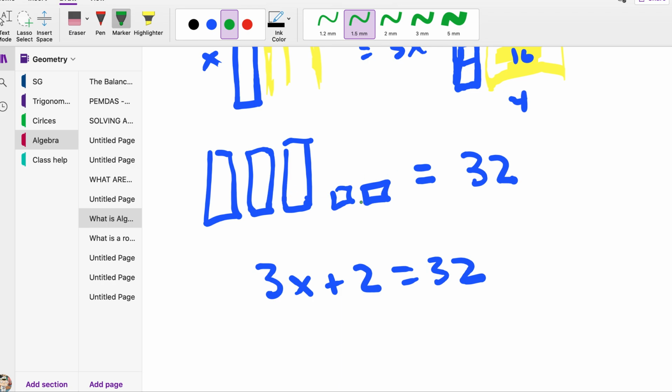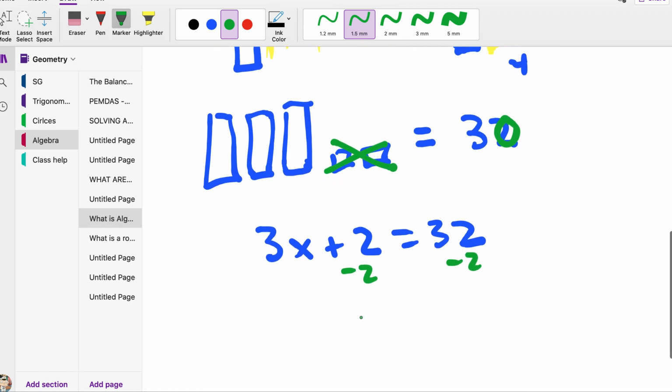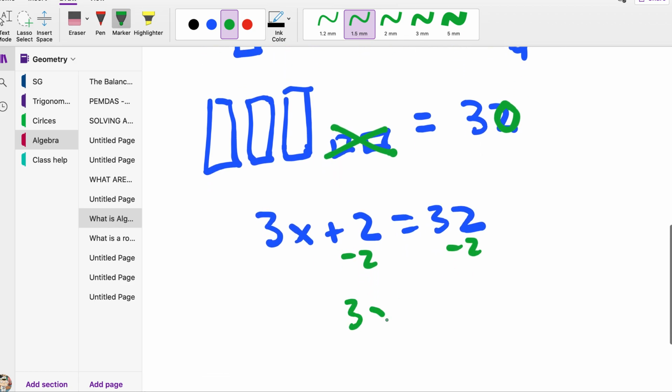Well, we have 3 rows of something with 2 left over. If I take out the 2 left over, now I have 30. So what we do here is we subtract 2 on both sides. Now we have 30. And if I asked you if you have 3 rows of something and you equal 30, you would probably be able to say, well, it must be rows of 10. 10 and 10 and 10 makes 30. And that's where we would divide by 3 and get x equals 10.